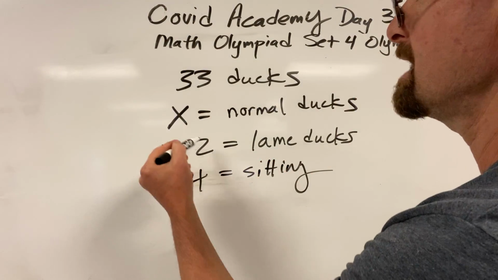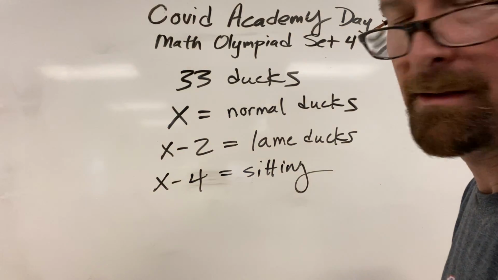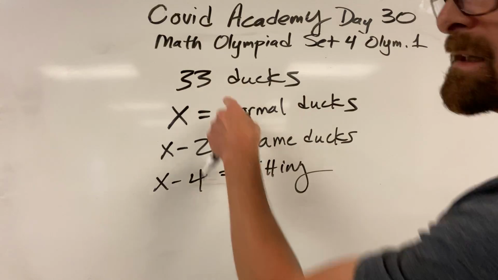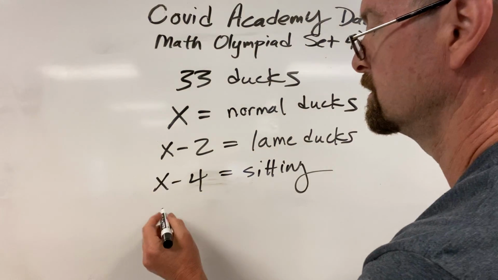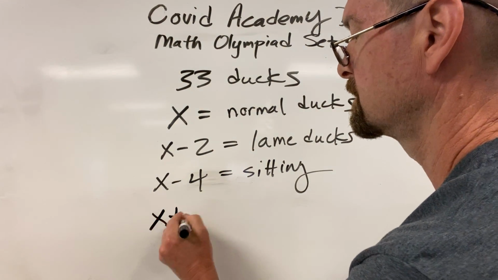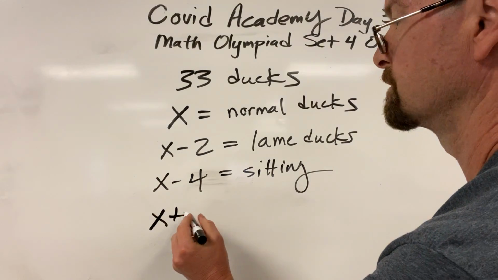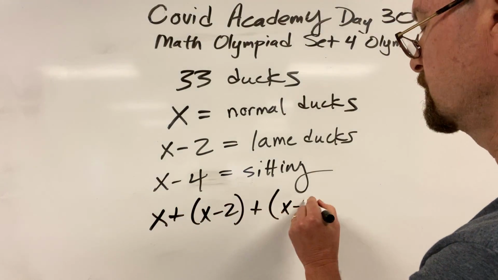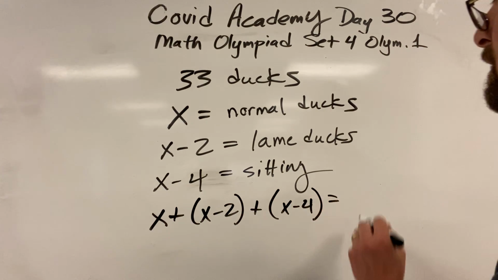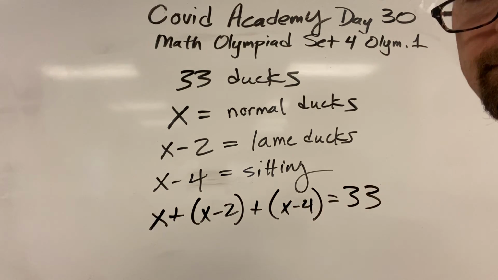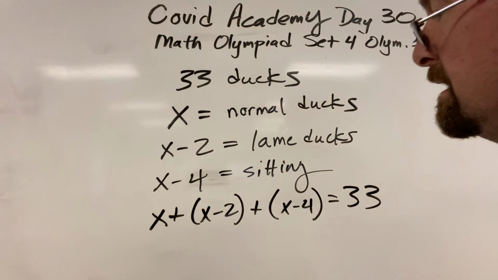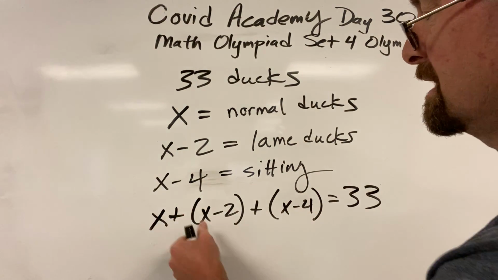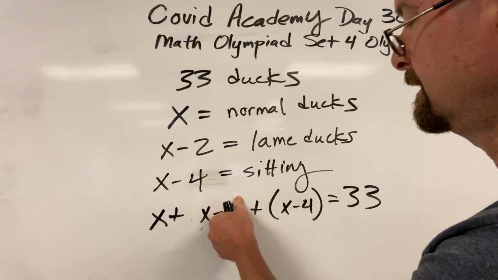Now, I know if I add all these things together, the number of lame, sitting, and normal, I have to get to 33. So here's what I'm going to do. X plus (x minus 2), I'll put it in parentheses, plus (x minus 4) is all equal to 33. Okay, with me? Now I'm going to combine all these things. Since we're just adding things and subtracting things, I don't even need to put these.